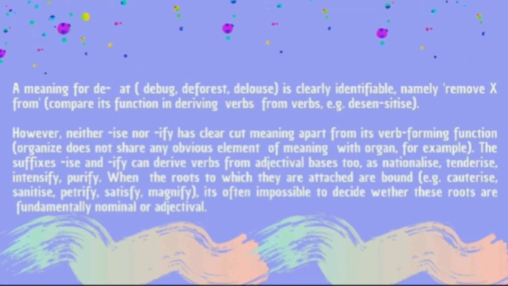For example, the suffixes -ize and -ify can derive verbs from adjectival bases too, as nationalize, tenderize, intensify, purify, when the roots to which they are attached are bound. Examples: cauterize, sanitize, petrify, satisfy, magnify. It's often impossible to decide whether these roots are fundamentally nominal or adjectival.